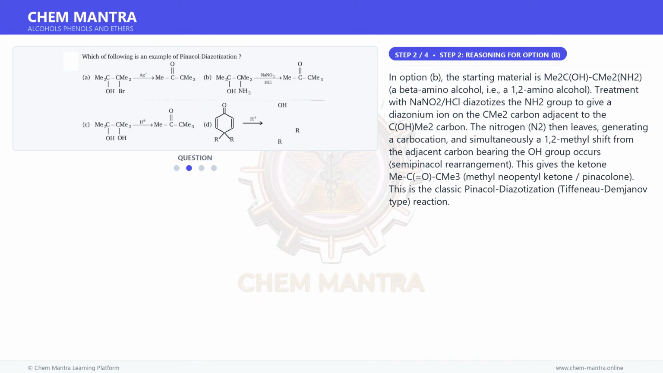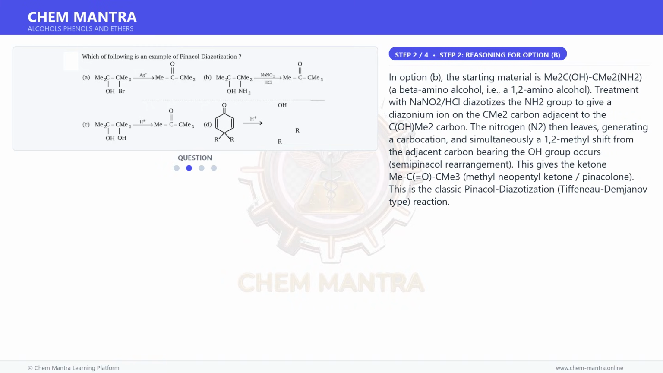Moving on to the next step. In option B, the starting material is Me2C(OH)-CMe2NH2, a beta-amino alcohol, i.e., a 1,2-amino alcohol. Treatment with NaNO2-HCl diazotizes the NH2 group to give a diazonium ion on the CMe2 carbon adjacent to the C(OH)Me2 carbon. The nitrogen, N2, then leaves, generating a carbocation, and simultaneously a 1,2-methyl shift from the adjacent carbon bearing the OH group occurs, a semipinacol rearrangement.